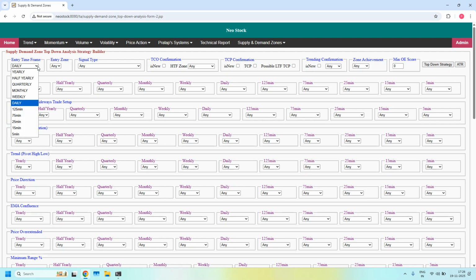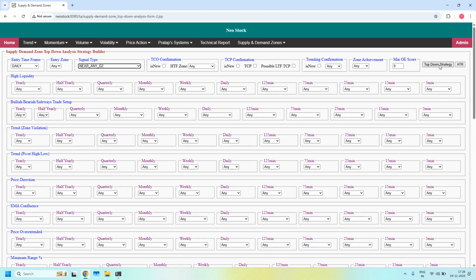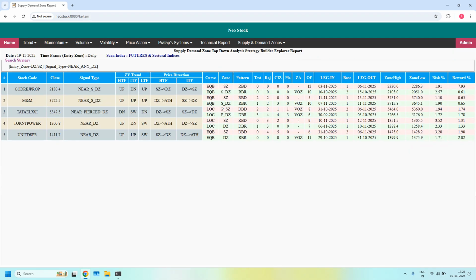Okay, starting with the daily time frame, stocks near to the daily demand zone, we got 5 stocks. And if you don't understand the structure of this report, I request you complete the training lesson 21.1 video. In that video, I have explained each and every column, their values, abbreviations in detail. Okay, first let's identify high liquidity daily demand zones.